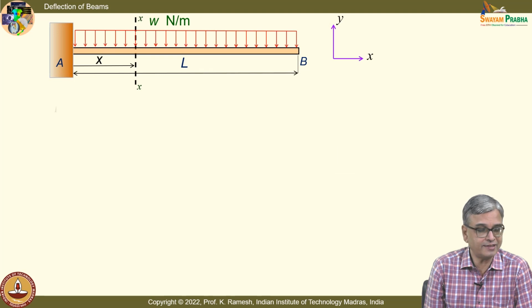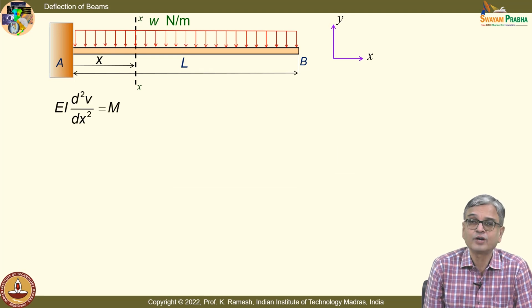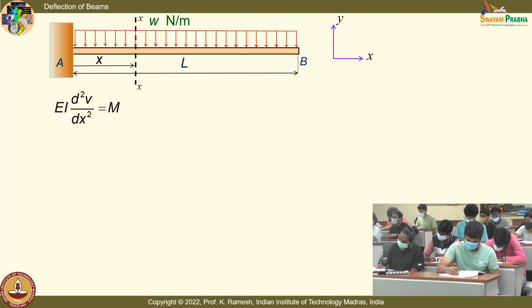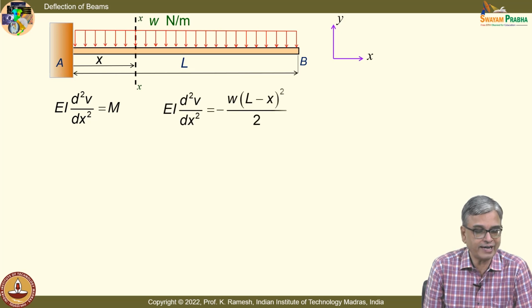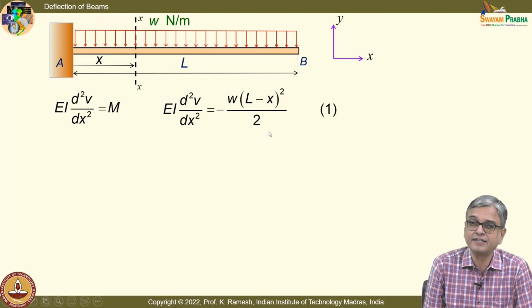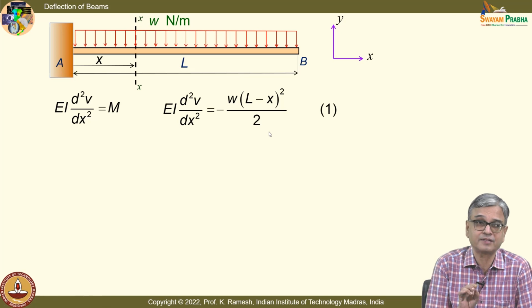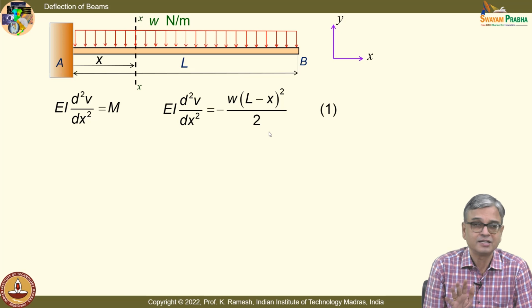So, you should write the expression. You have the expression for M, with sign. I want you to write it with sign. So, it is easier for me to write like this: EI d squared v by dx squared equal to minus w (L minus x) whole square divided by 2. Once I have written this correctly, this is a crucial step. If you make a mistake, rest of your problem is going to be troublesome.